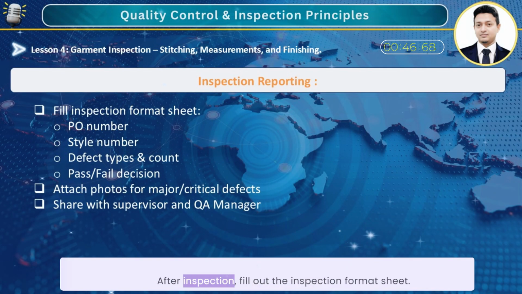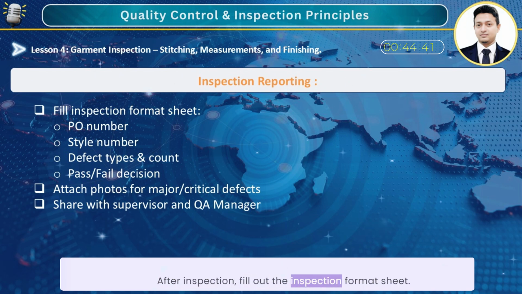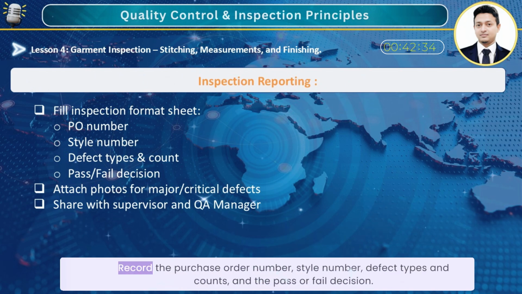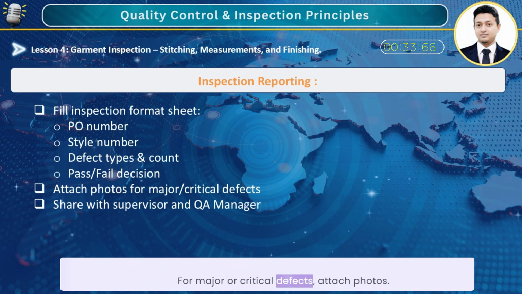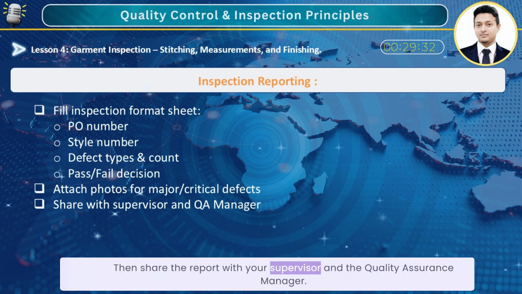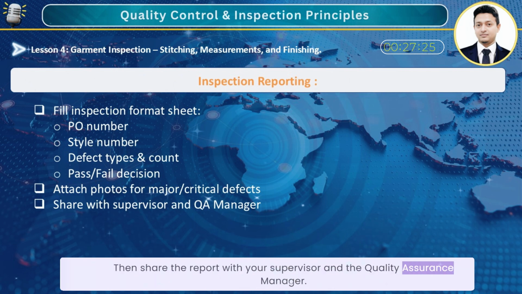Reporting. After inspection, fill out the inspection format sheet. Record the purchase order number, style number, defect types and counts, and the pass or fail decision. For major or critical defects, attach photos. Then share the report with your supervisor and the quality assurance manager.